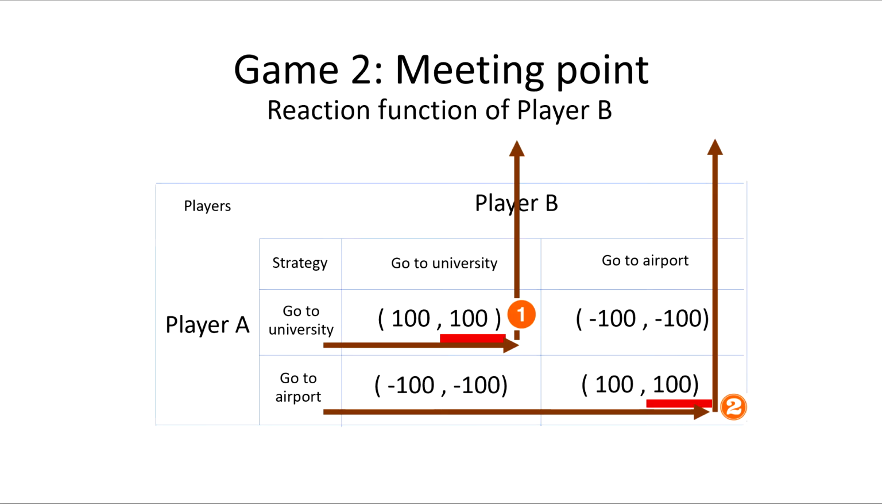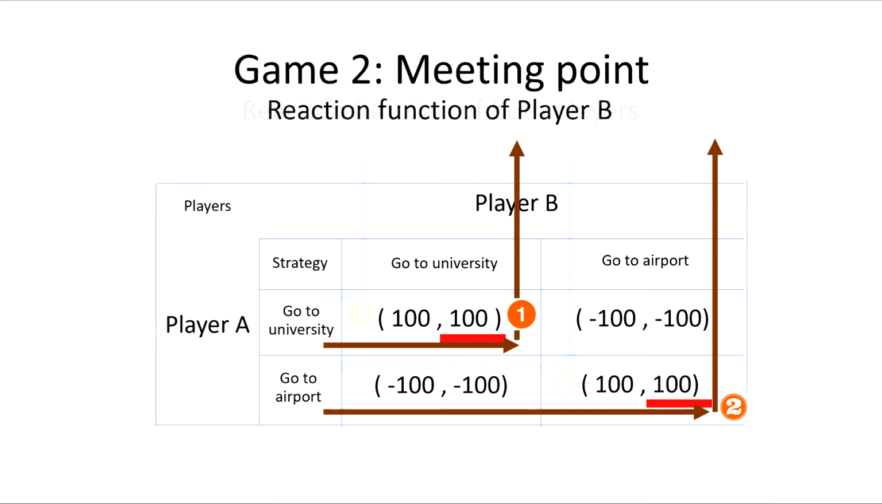Then we turn to the reaction function of player B. If player A goes to university, then player B will go to university too, and he or she will gain 100 U-tunes. But if player A goes to the airport, then player B will go to the airport too, and he or she will gain 100 U-tunes. So there are two reaction functions of player B.